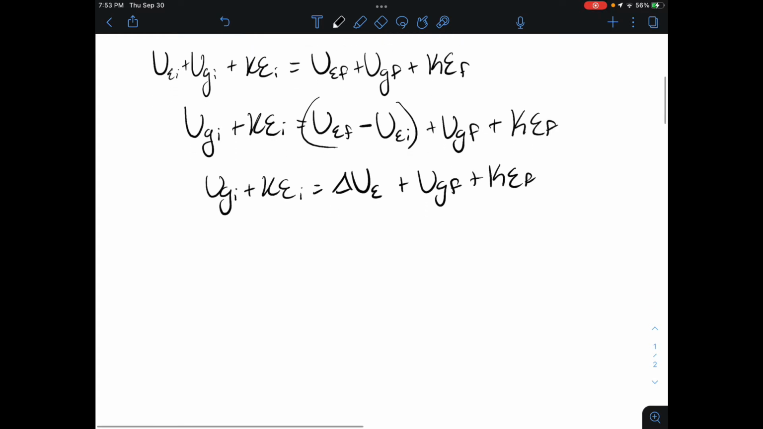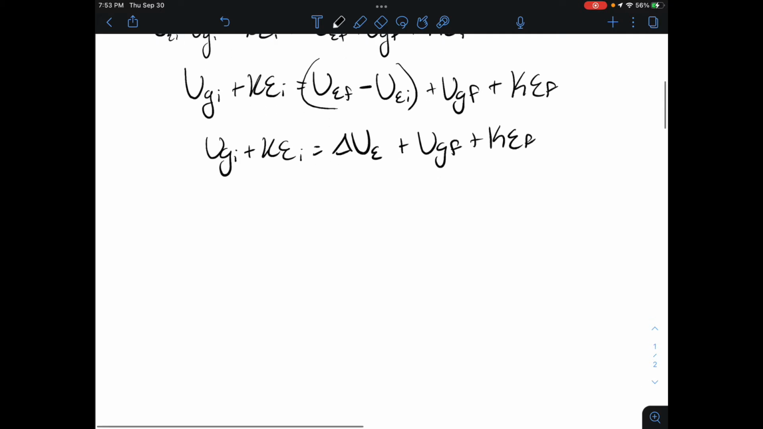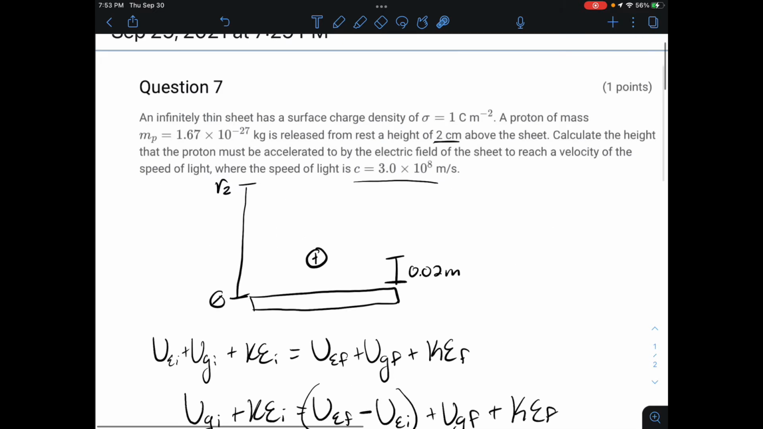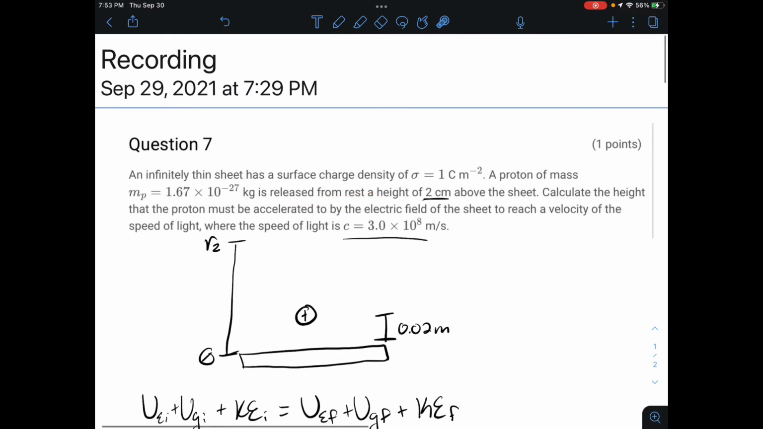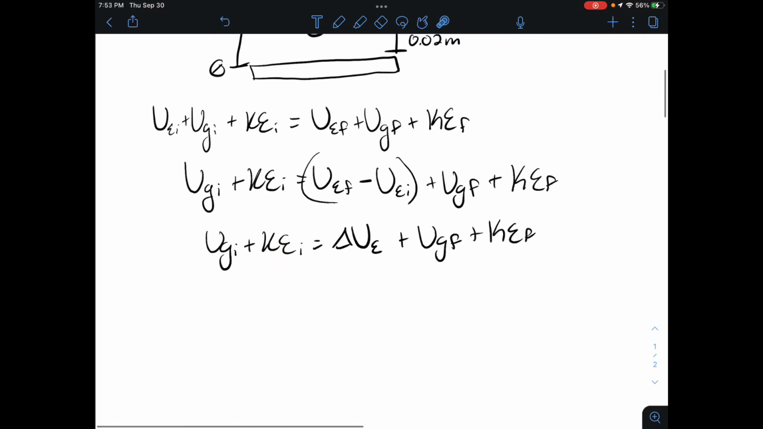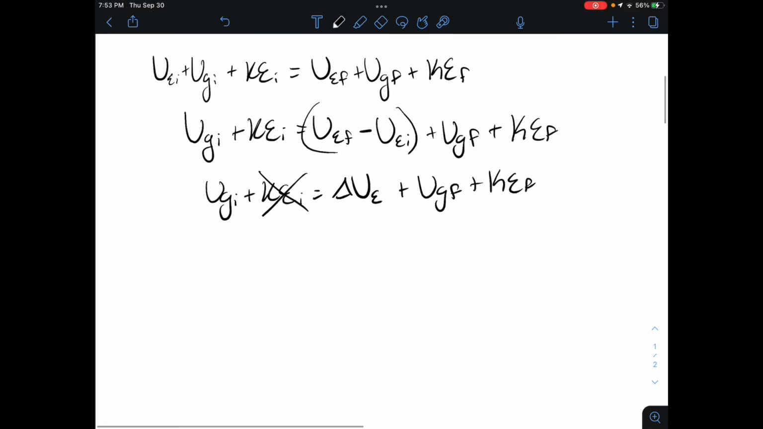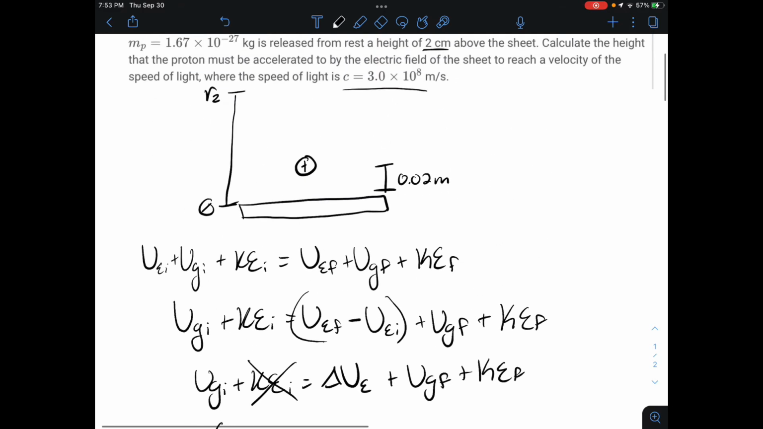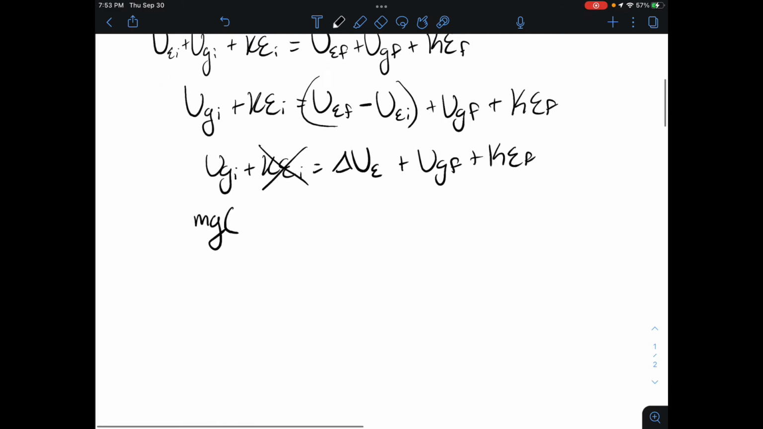Now that we have all of this, we get to start plugging in our known equations. We know that our kinetic energy is 1/2 mv squared, so our initial is 1/2 m times the initial velocity squared. Since it's given that it's released from rest, our initial velocity is 0, so our kinetic energy goes to 0. And our equation for gravitational potential energy is mgh, where this is our initial h, 0.02 meters.